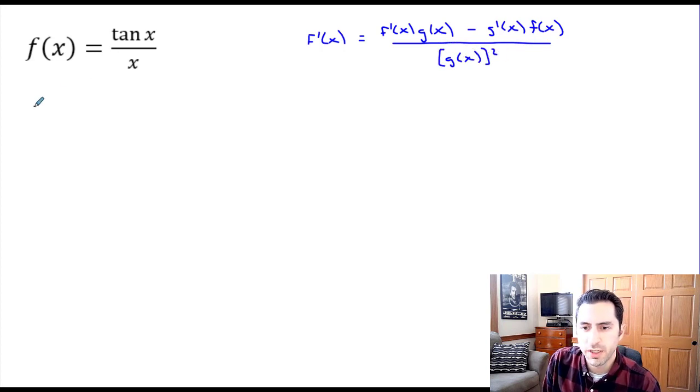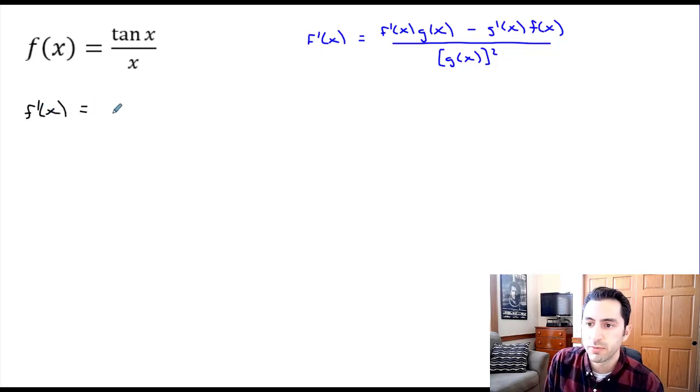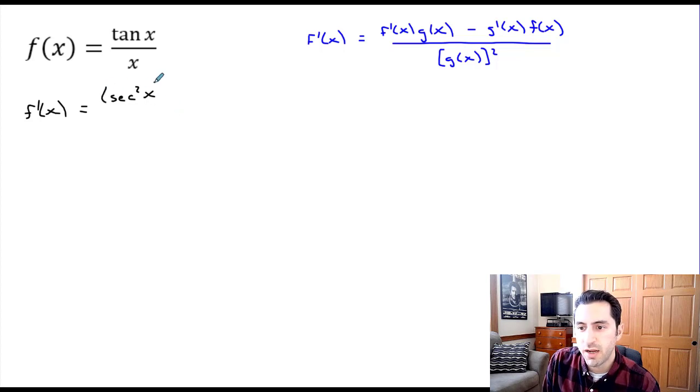So going back to our function here, let's find f prime of x. Following along with our quotient rule, the derivative of the numerator, so the derivative of tangent of x, we just saw that this is equal to the secant squared of x. And we're going to multiply this by our denominator, which was x. And then we're going to subtract the derivative of the denominator, so the derivative of x is just 1, times our numerator of tangent of x. And this will be all over our denominator squared, so x squared.